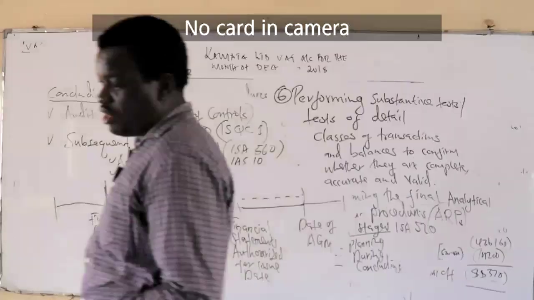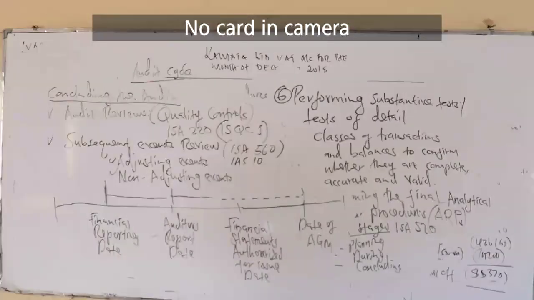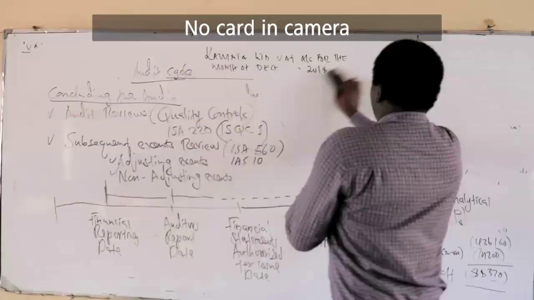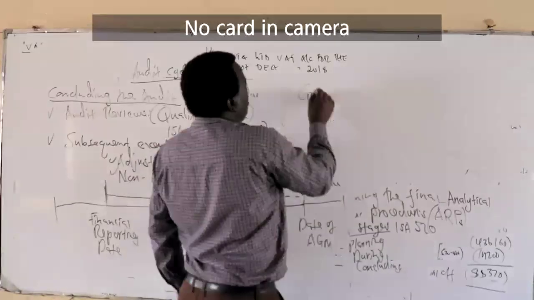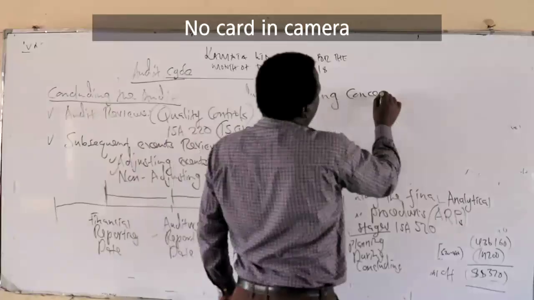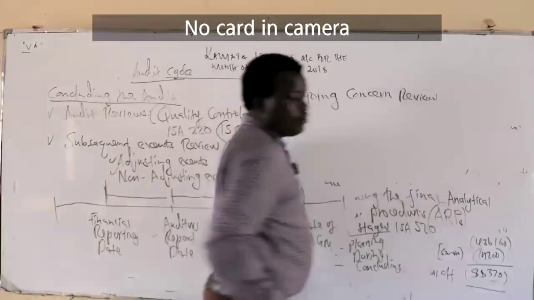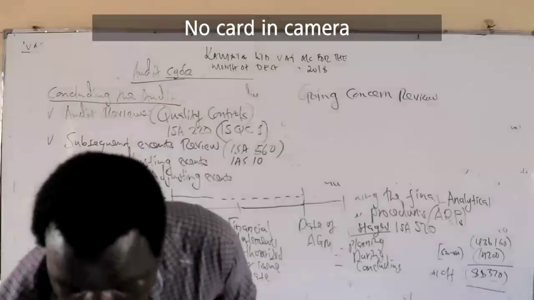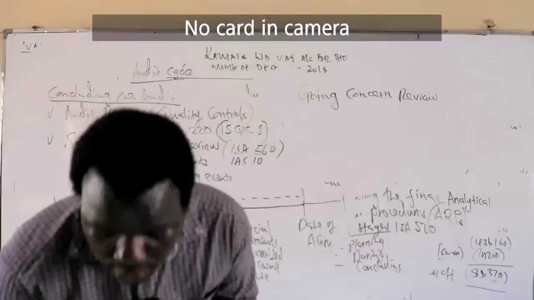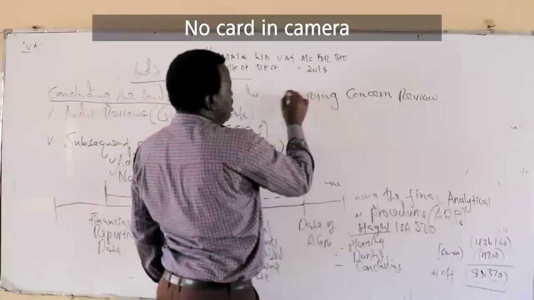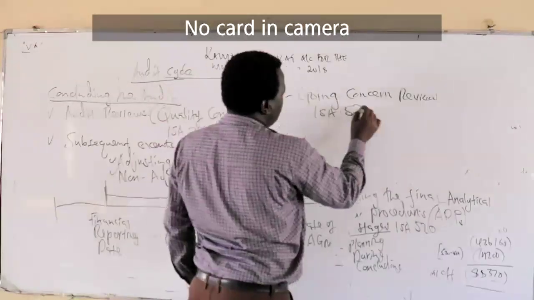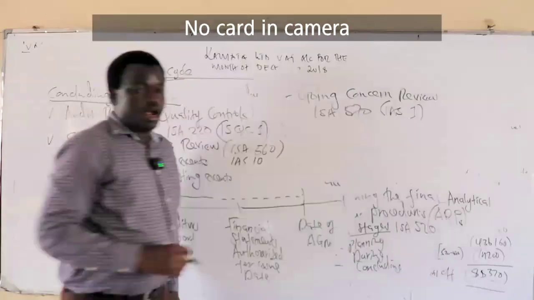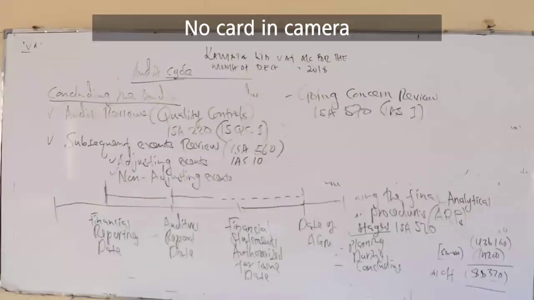The other activity considered as part of audit finalization is going concern review. On the going concern review, we are guided by ISA 570 together with the accounting standard IAS 1. So when it comes to the review, we follow ISA 570.